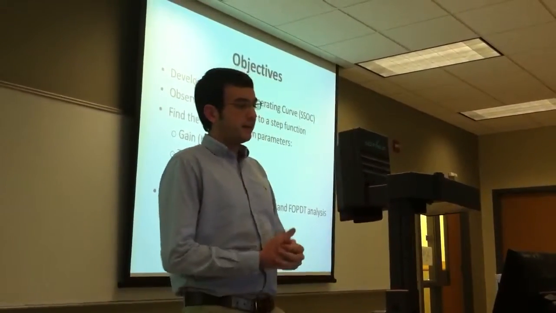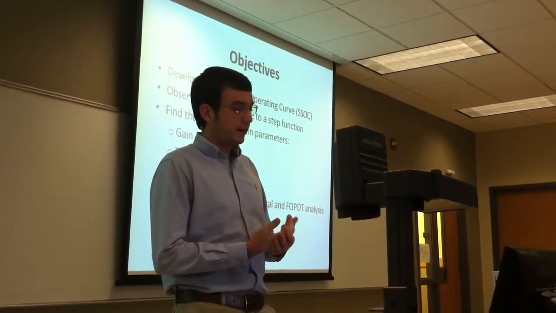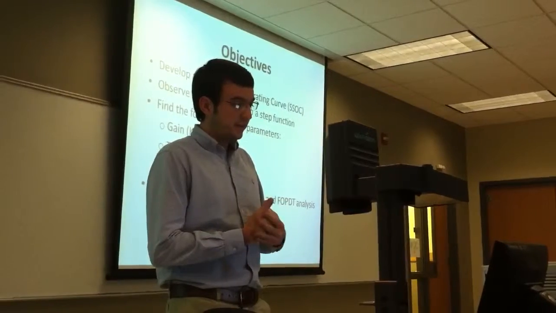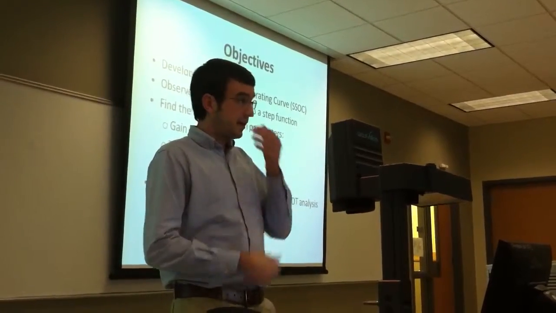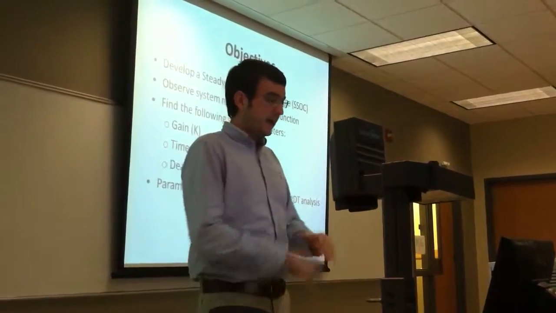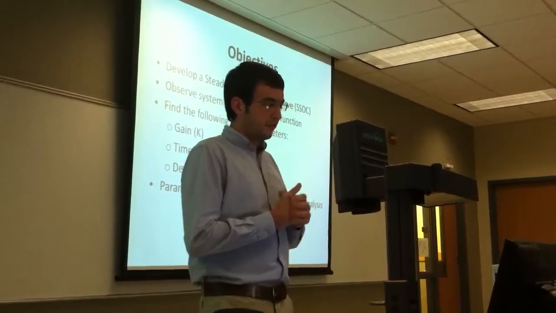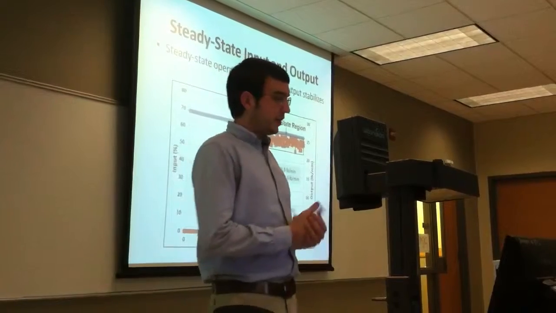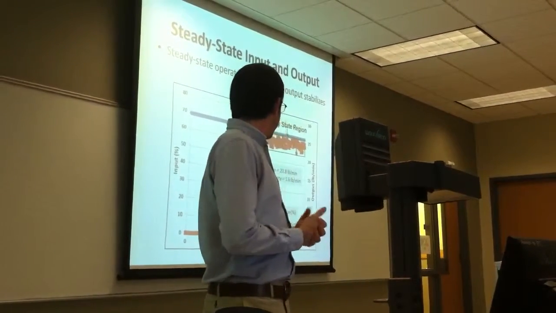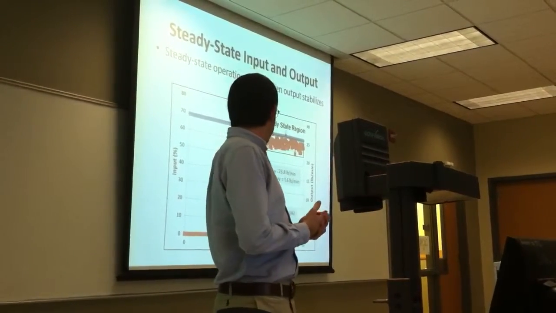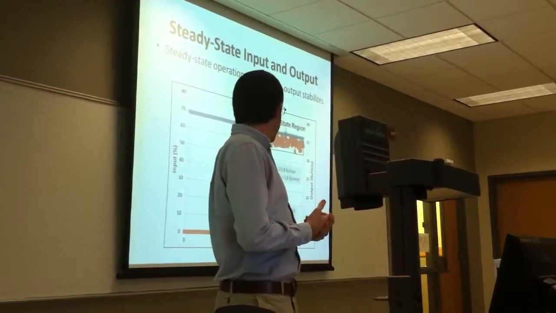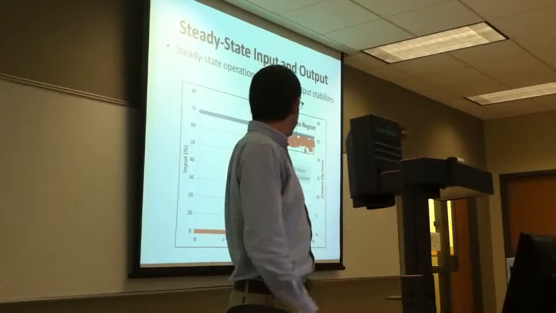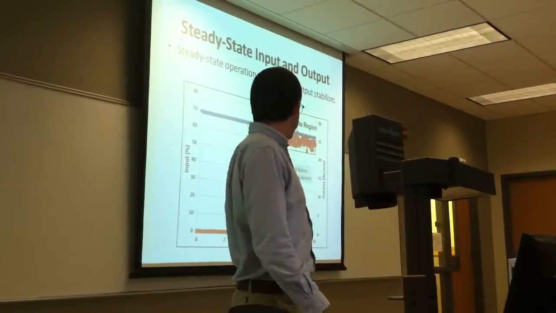The objectives of our analysis are to develop a steady-state operating curve, observe the system's response to a step function, find the gain, time constant, and dead time for the system, and find those parameters through both visual and FOPDT analysis. This is an example of a steady-state input. The blue line is the input for the system, and the red line is the output. The steady-state region occurs after the initial startup of the system when the output stabilizes.